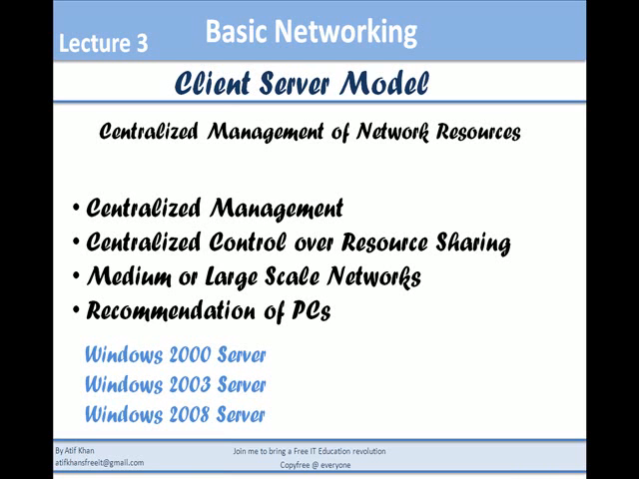So we are talking about the client server model. In a client server model, every computer acts like a client and one computer is the manager of the network. He is called the server. He will be responsible for resource sharing, data sharing and management. So this is the basic difference between the client server model and the workgroup model. In the workgroup model, every computer has control on its own resource sharing, while in the client server model, the server is responsible for resource sharing and management.